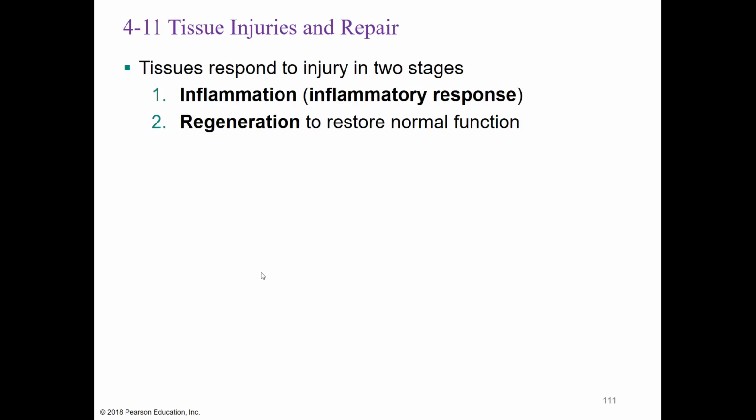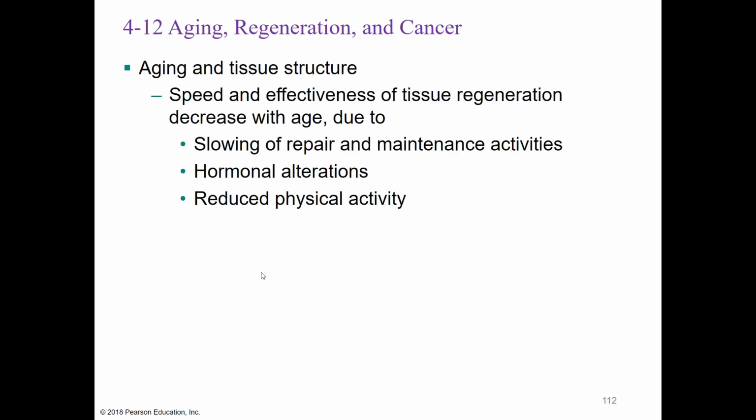Tissues can respond to injury in two stages: inflammation, so that's when we increase blood flow to an area, and regeneration, to restore normal function. As we age, the speed and effectiveness of tissue regeneration decreases, and that is because of the slowing of repair and maintenance activities that comes with age, hormonal alterations, and reduced physical activity.